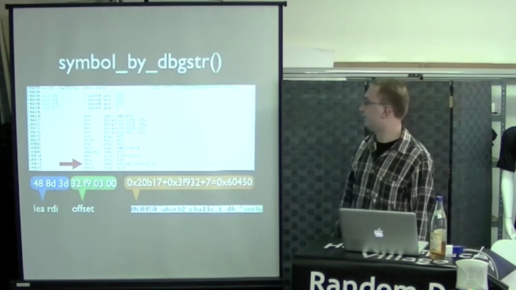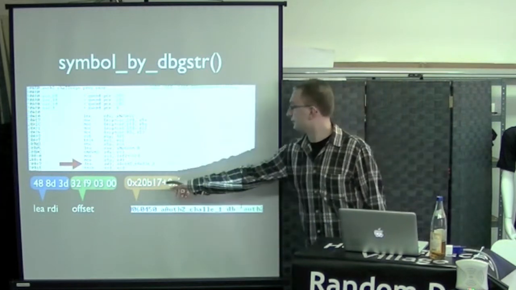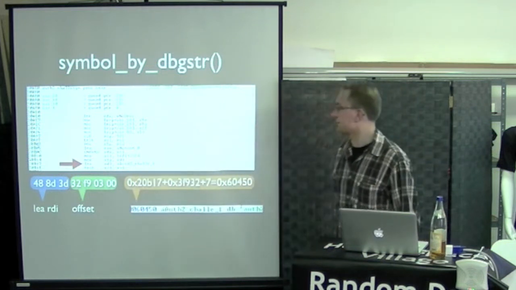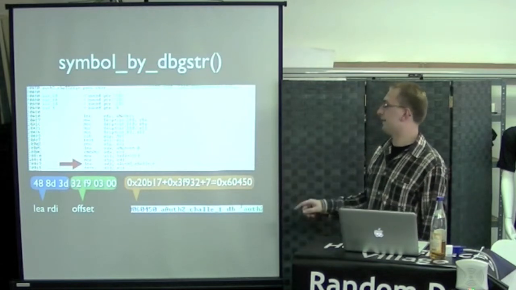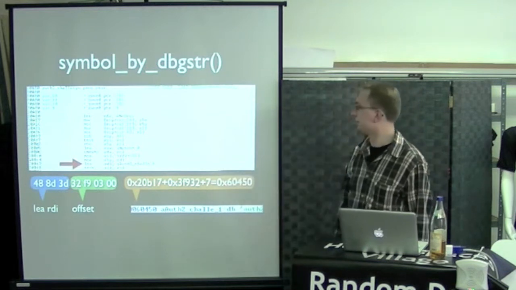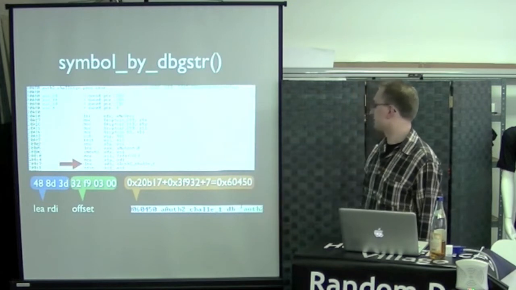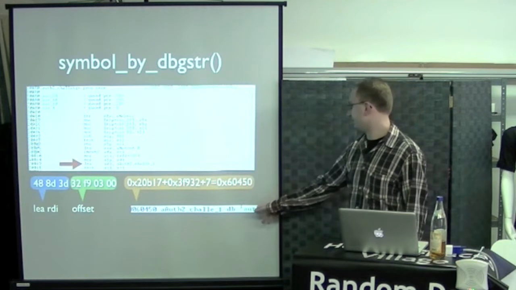So we have this load effective address instruction which lives at 20B17. Then we have the offset from that instruction, which is, well, it's little endian, so it's byte swapped, so it's 03F932. So we add that together. Then we add another 7, because the total size of the instruction is 7. And we get this address, 60450. And if we look at that address, indeed, there is the string.